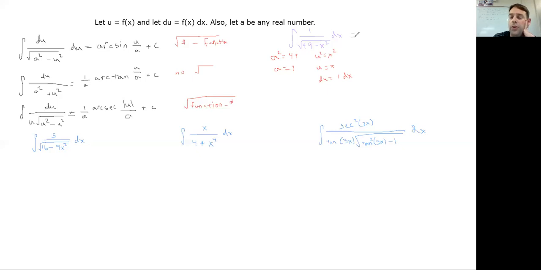So the way this works then is we're just going to pick the function. This is an arc sine because it's number minus function. Number comes first, 49 comes first. The function is going to go on top. So our function here, whatever u is, the function is x. The number is going to go on the bottom, which in this case is 7, and then plus c.